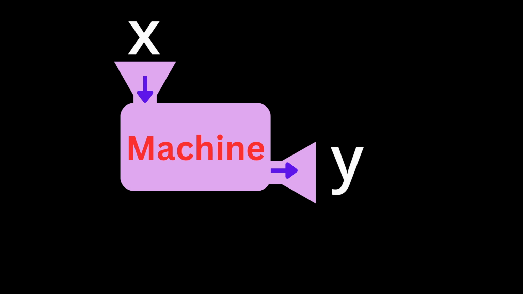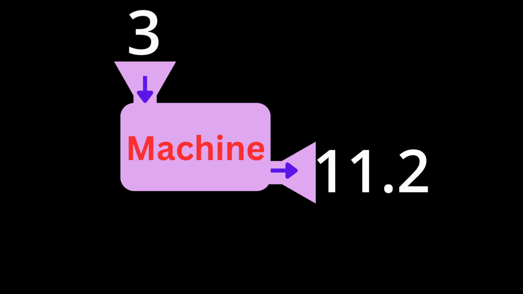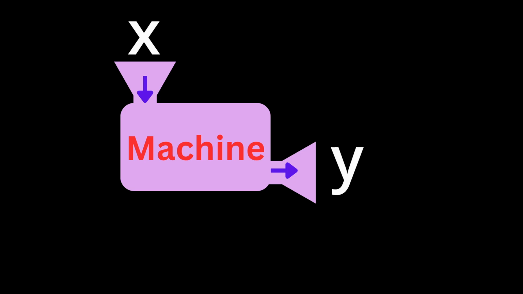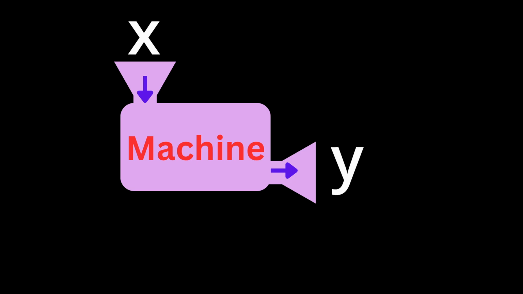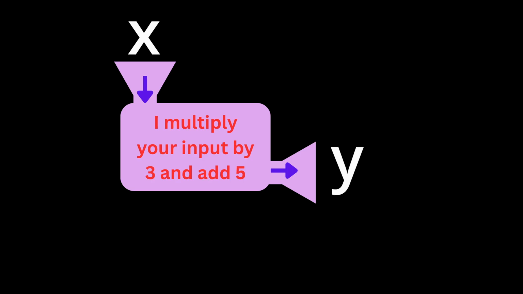So basically, the letters don't mean anything on their own. They're basically just a placeholder that I would put a real number, like 1, 3, 57, 6 over 11, etc. The machine would do something to it, like multiply it by 3 and add 5, and then spit out a new value that was 3 times my original plus 5.